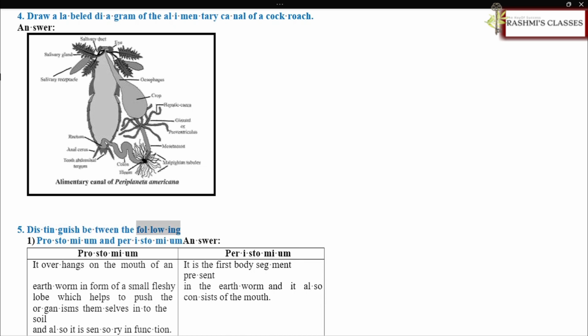Distinguish between the following: peristomium and prostomium. Answer. Prostomium. It is the first body segment present in the earthworm. Peristomium. It overhangs the mouth of an earthworm in the form of a small fleshy lobe, which helps to push the organism into the soil, and also it is sensory in function. The peristomium consists of the mouth.